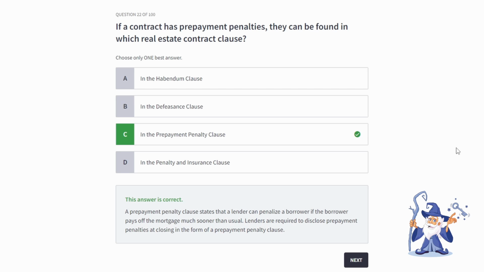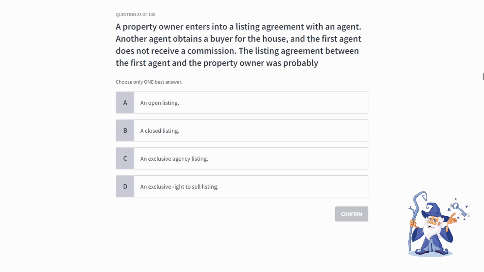But anyways, you need to be familiar with this. Obviously, it shows up in the exam, but in your career, people might ask about this, maybe if they're desperate to get a loan and they find one, but it has prepayment penalties. You're going to have to be aware of that and explain to your client what this means and what it is. So, all right, next one, question number 23.